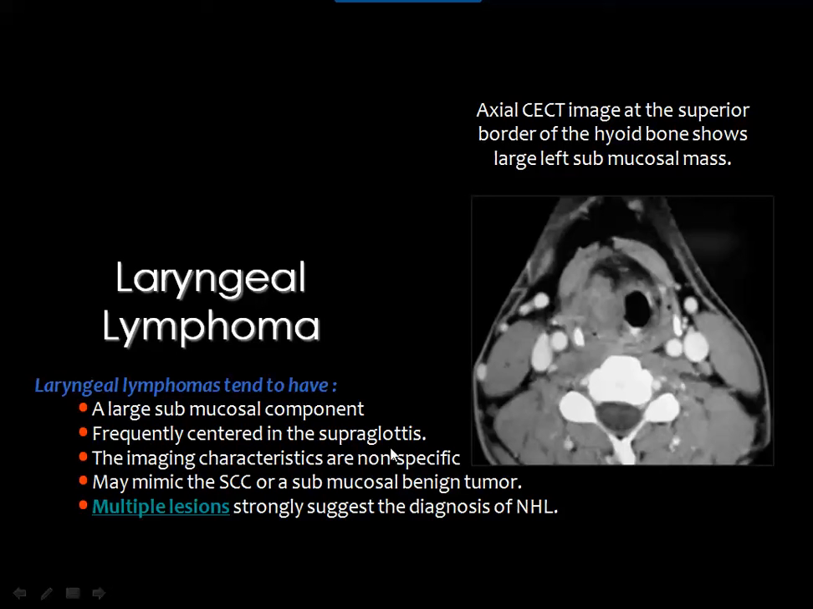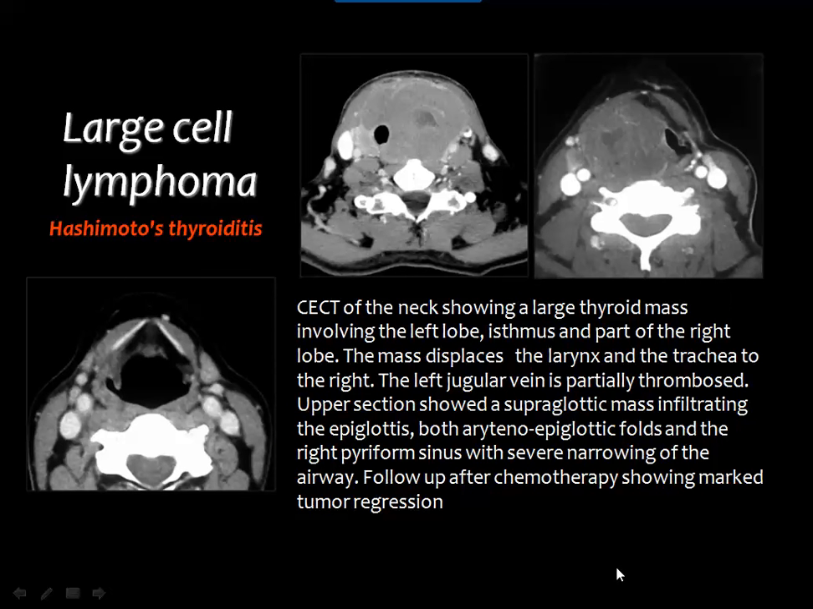It has no specific imaging finding to differentiate it from the laryngeal carcinoma. But as I have mentioned, the presence of multiple lesions may suggest the possibility. If you see an example like this, the diagnosis will be laryngeal cancer, but if the lesion is biopsied, it may prove to be a lymphoma. Then you see here, this is a huge mass infiltrating the hypopharynx and also involving the thyroid lobe, and this mass was proved to be a large cell lymphoma, and this is the follow-up examination after chemotherapy.